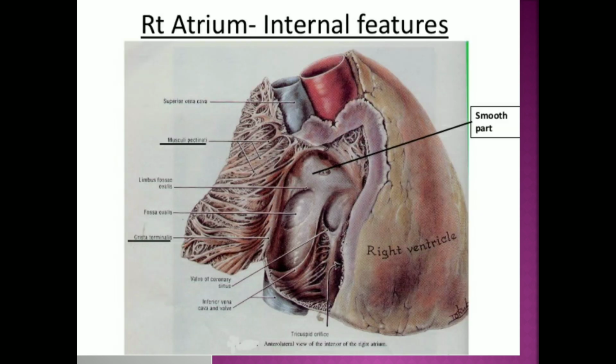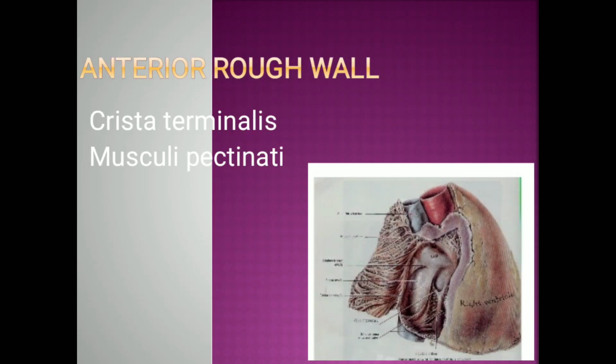Here you can see the interior of the right atrium cut open. What features do you see? I told you there are three walls: the anterior wall, the posterior wall, and the septal wall. First in detail we'll see the anterior wall. The anterior rough wall consists of two features: one is the crista terminalis, and the other is the musculi pectinati.